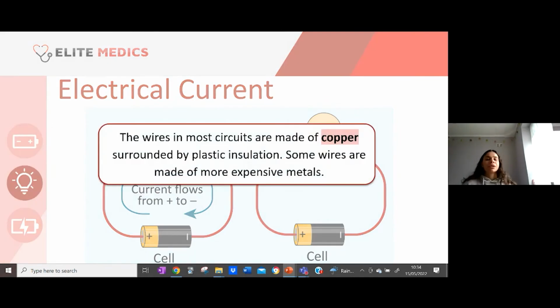The wires in most circuits are made of copper, which is surrounded by plastic insulation for safety. Some wires are made of more expensive metals, but copper is a very good example. If you're ever asked in an exam for an example of a metal that's either a conductor or good for wires, use this.